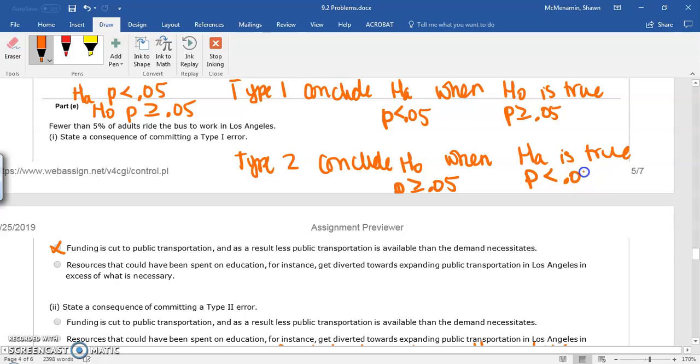So you're concluding people are definitely riding this bus, the people riding it is at least 5%, but in reality, it's a lot less than that. It's less than 5%. So a consequence is that resources that could have been spent on other things get diverted towards public transportation, because we're saying a lot of people are riding this bus when in reality, not many people are using it.